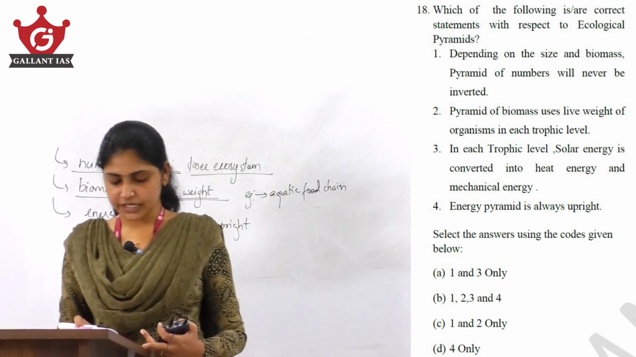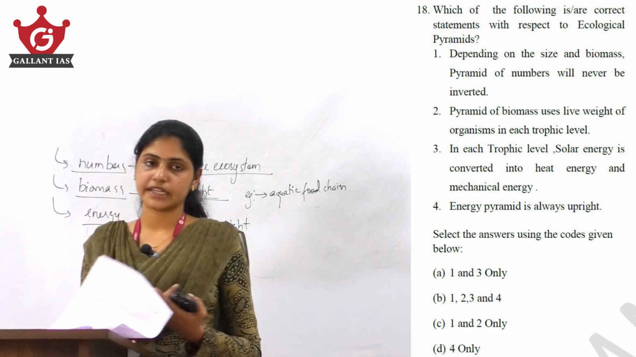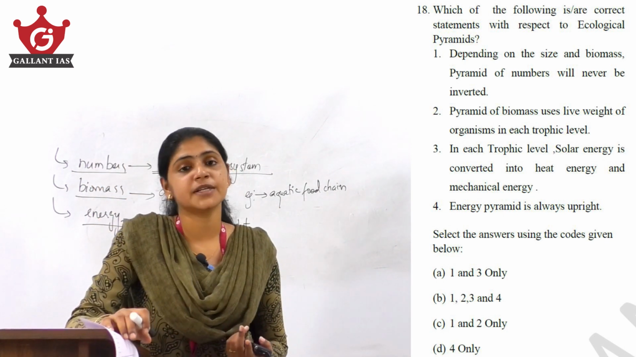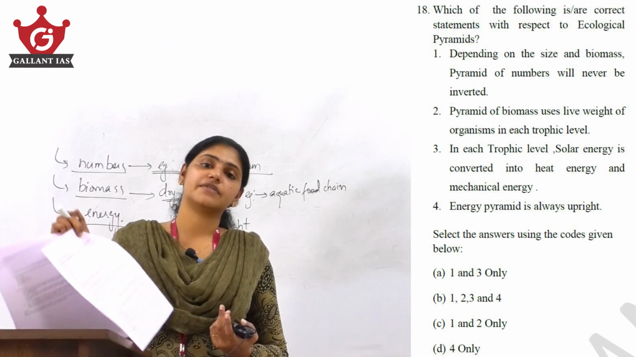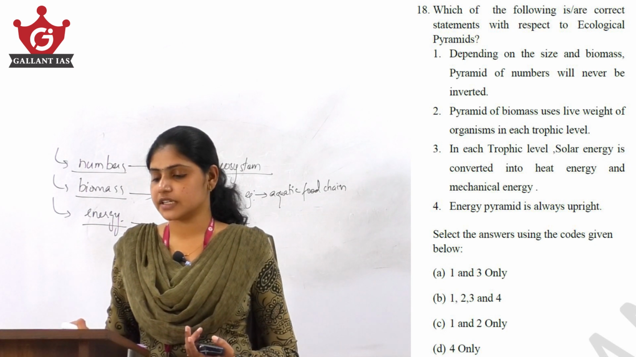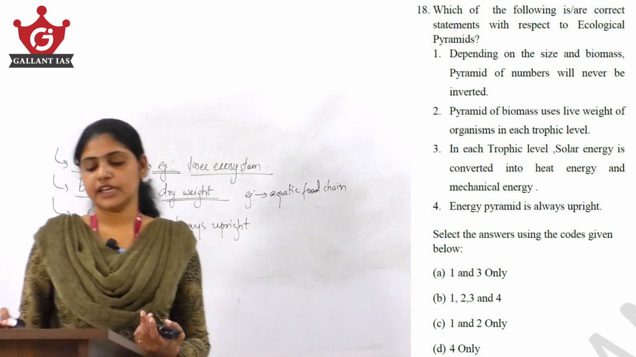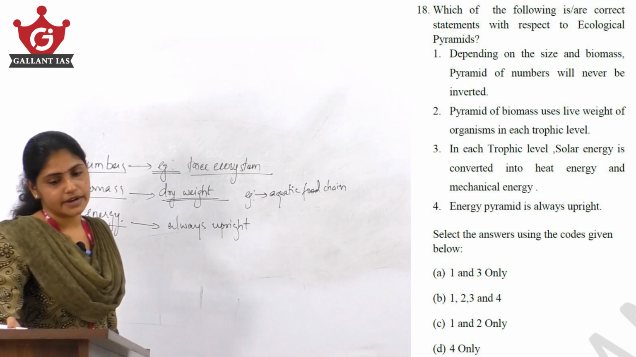Now, the third statement here says at each trophic level solar energy is converted into heat and mechanical energy. It is actually converted into heat and chemical energy, which means the third statement is also wrong. Only the fourth statement is right, which means answer D, 4 only, is your answer.